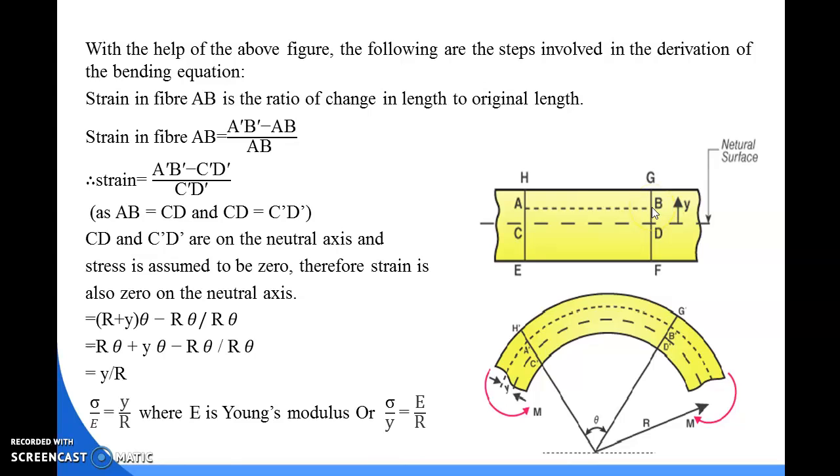And after the application of the moment, this AB is converting into A dash B dash. That means this portion. So now we can say A dash B dash is the change of the elementary section due to the moment.